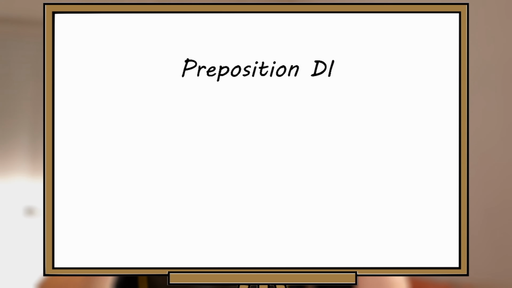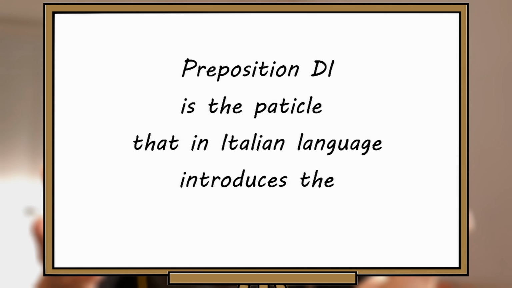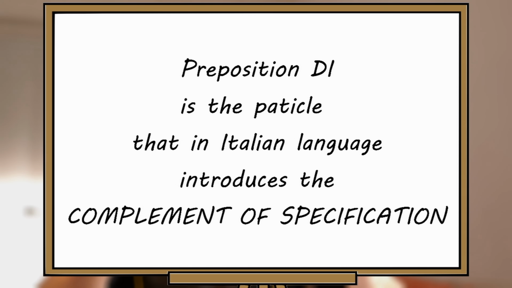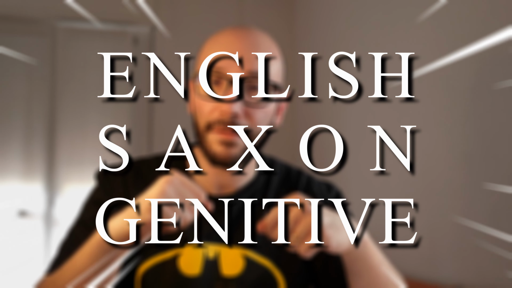The very main thing you want to bring home through this lesson is the following concept. The preposition di is the particle that in the Italian language introduces the complement of specification, the specification object. It basically corresponds to the natural evolution of the Latin genitive case, and by consequence can be identified with the English Saxon genitive. Of course, through millennia, the Latin language lost its cases.